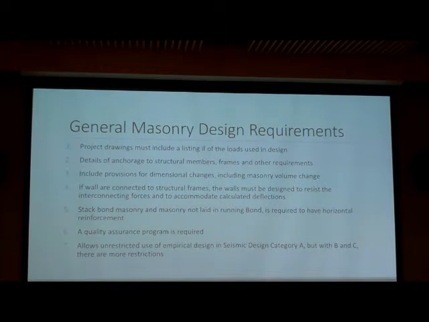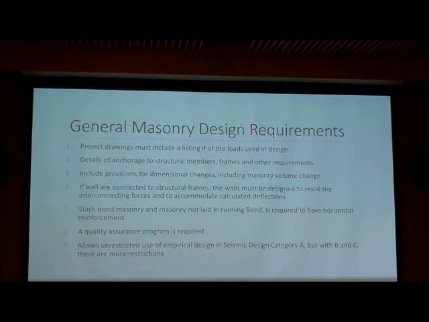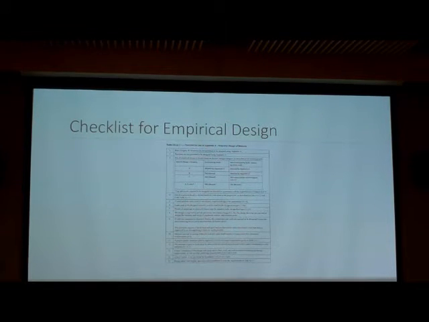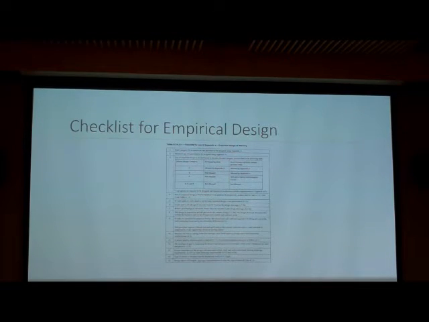The general masonry design requirements allow unrestricted use of empirical design in design category A, but with B and C there are more restrictions, and it can't be used at all in design category D. It's not allowed. So here we have a checklist. I know this is kind of small, but this is in table CCA 1.1, and it's actually in both the Masonry Design Guide and the TMS. And so this tells you what's allowed per each section.